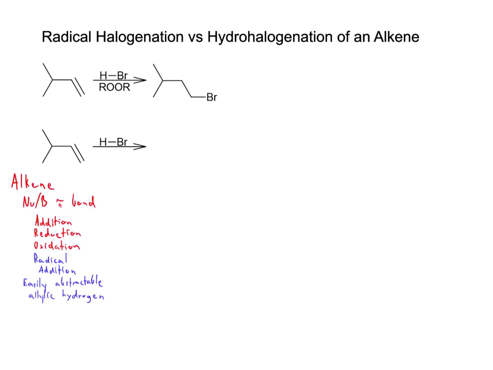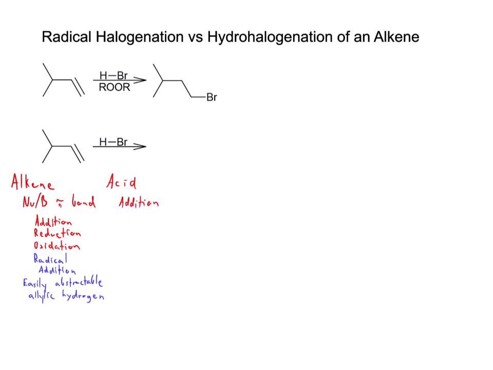Once again, we have a nucleophilic and basic pi bond where we can do addition, reduction, and oxidation, and we just learned that we can do radical addition and that we have an easily abstractable allylic hydrogen. But now when we look at the line, notice that we have HBr, which is just an acid. And if we remember, if we just have an acid, we're going to do an addition reaction with the pi bond.